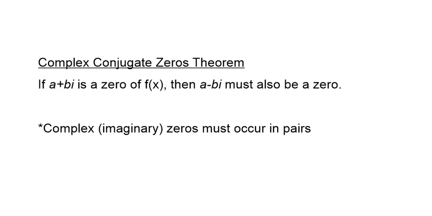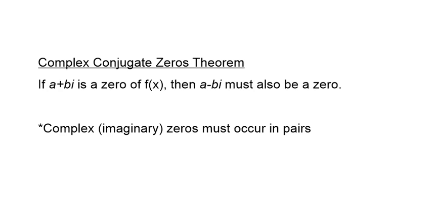Next theorem we are going to talk about is the complex conjugate zeros theorem. Basically it says if a plus bi is a zero of f of x, then a minus bi must also be a zero. A plus bi, that's referring to our complex numbers. A is the real part. Bi, that's our imaginary part.